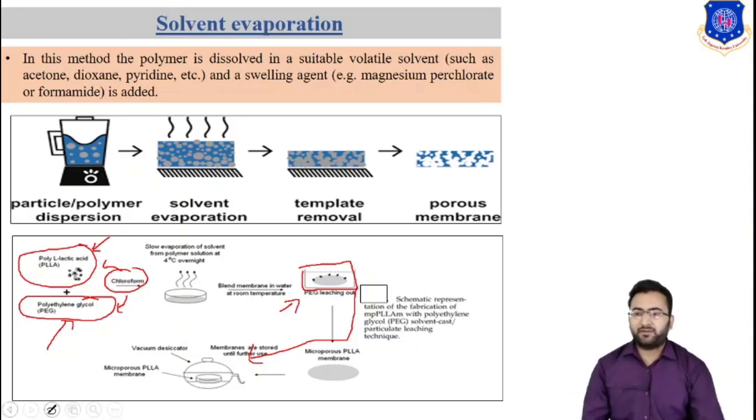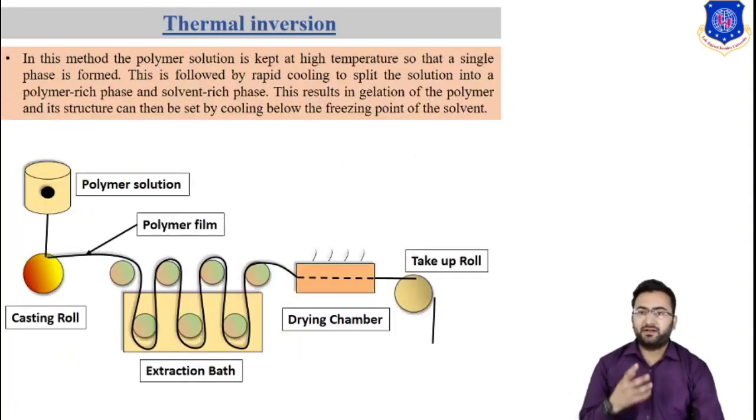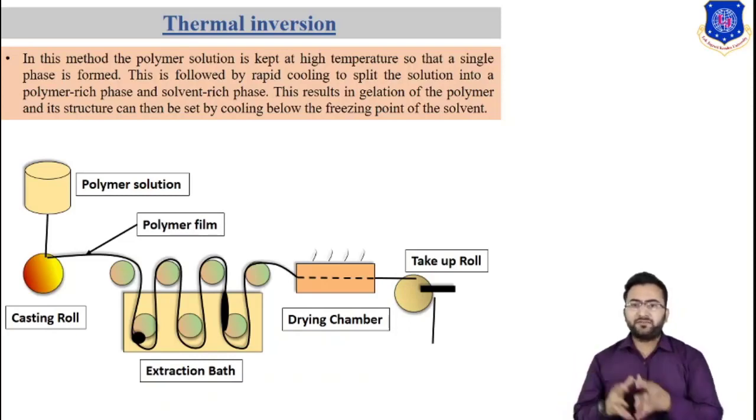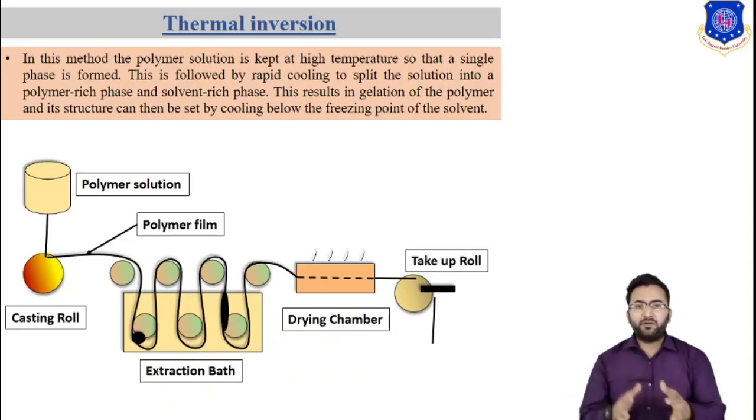Now let us discuss the second method of phase inversion, which is the thermal inversion method. In this method, the polymer solution is kept at high temperature so that a single phase is formed. This is followed by rapid cooling to split the solution into a polymer-rich phase and a solvent-rich phase. This results in solidification of the polymer, and its structure can be set by cooling below the freezing point of the solvent. The cooling rate is usually kept slow to get a more homogeneous structure of the polymer.